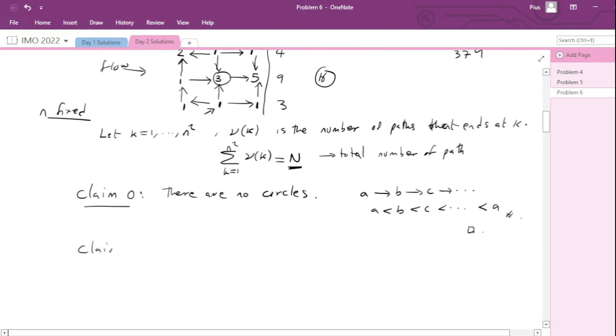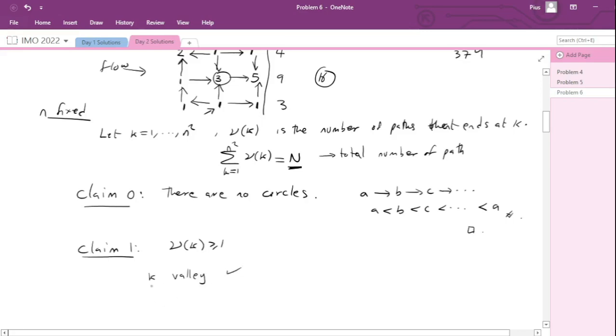Okay, then the main claim we need right now is that this will always be at least 1. So what does this mean? It means that for every k, there's always going to be at least one path that ends at k. So if k is a valley, we are done, because a valley on its own is actually just a path. So if k is a valley, we are good to go.